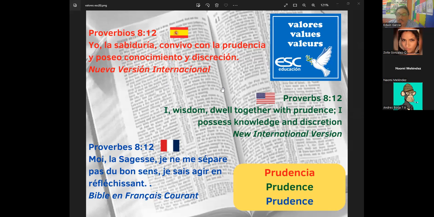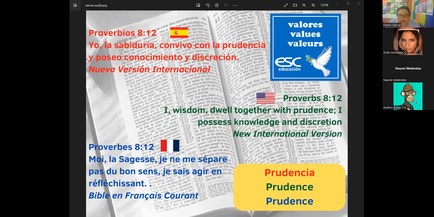Okay, please hear it one more time. Proverbs 8:12. "I, wisdom, dwell together with prudence. I possess knowledge and discretion." Well, as you can see, in this case the New International Version in English and in Spanish is the same. It's like a literal transcription. But pay attention to the word. In this case, we have prudence. Prudence is the word for us this week.